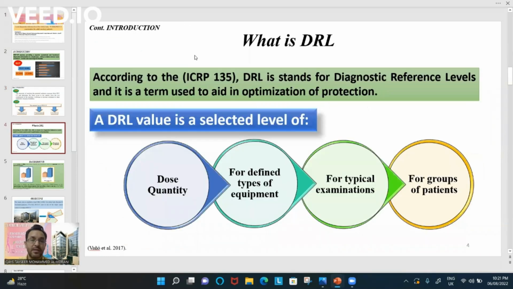To start defining the DRL, it is important to look at the ICRP report of 2017. In their report number 135, they define the DRL as diagnostic reference levels, a term used to aid in optimization of protection. To establish a DRL for any modality, we need to look at those quantities for a defined type of equipment, for typical examinations, for a group of patients.